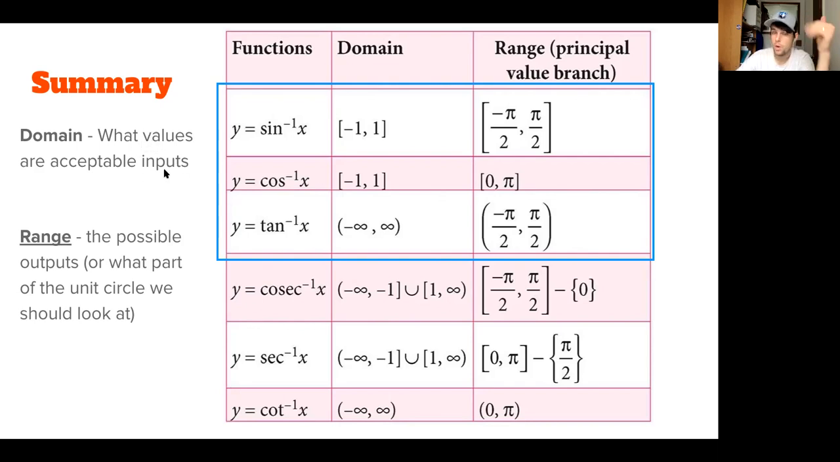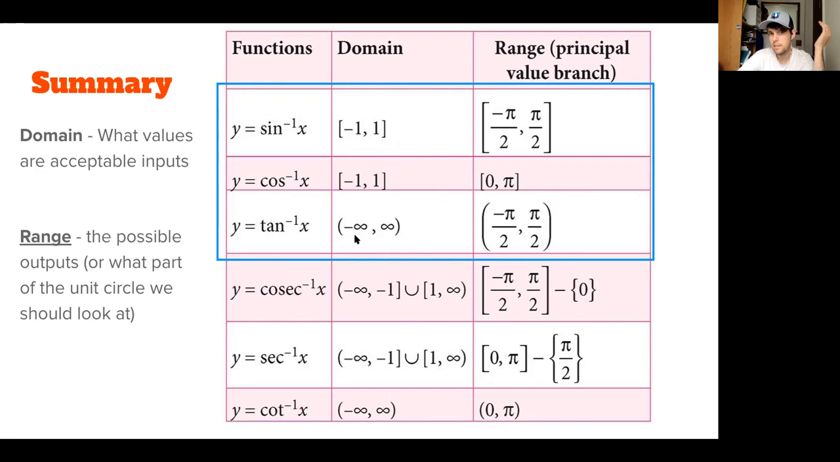The domain, what are the possible inputs? Well, for sine inverse, they match the outputs of sine. They go from -1, which is the lowest possible output for sine, that's going to be the lowest possible input for sine inverse, to 1, which is the highest possible output for sine, which means it's the highest possible input for sine inverse. Pretty simple. Cosine follows the same procedure.